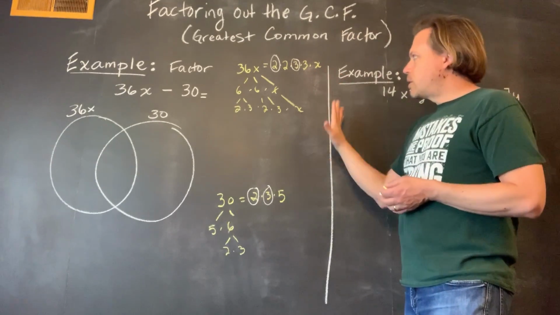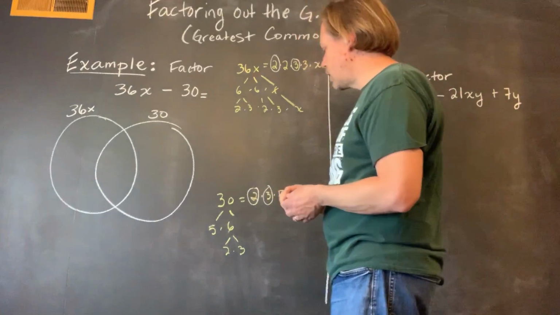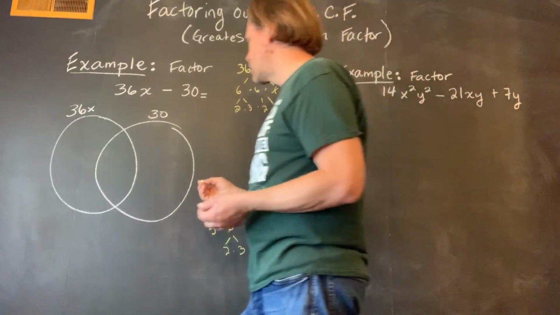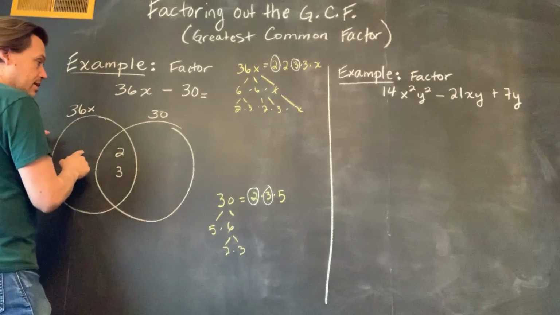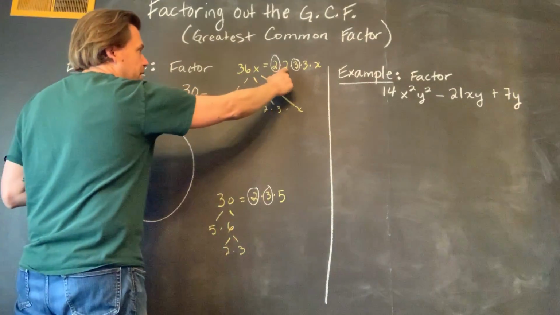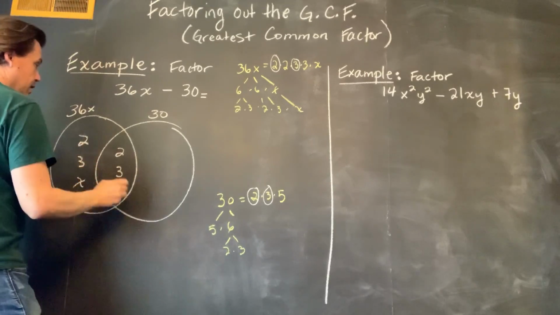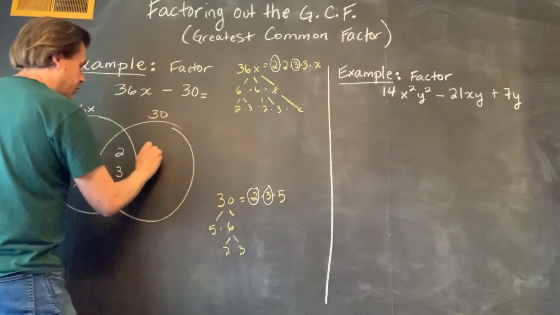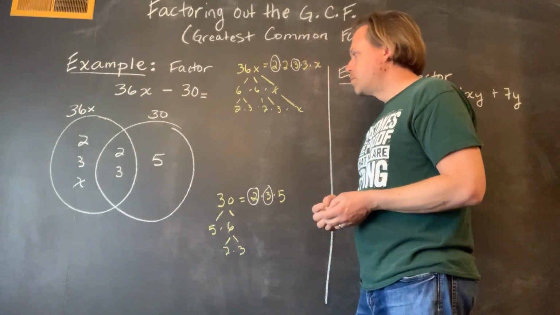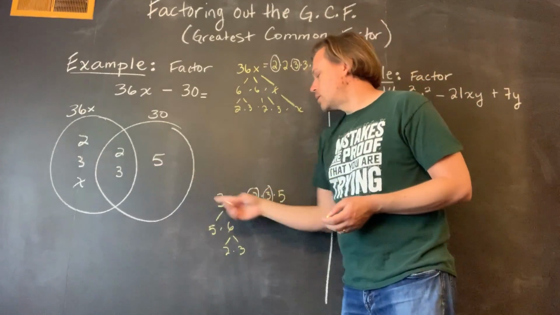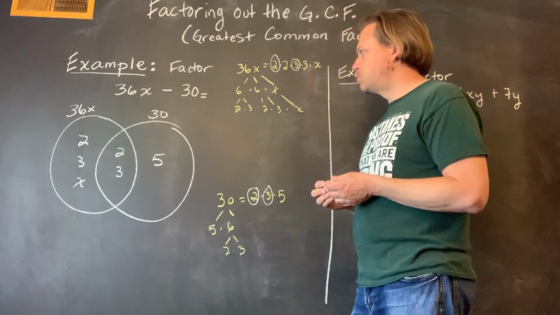So when I go ahead, I'm going to put all that information into my Venn diagram, and the part in common is going to be the 2 and the 3. So that'll go here. And then for 36x, I need to put in the 2, the 3, and the x still. And then for the 30, I still have a 5. That way I've got all of the factors in my Venn diagram, and now I know the part that's in the middle, or the part that I circled here, is going to be my greatest common factor.